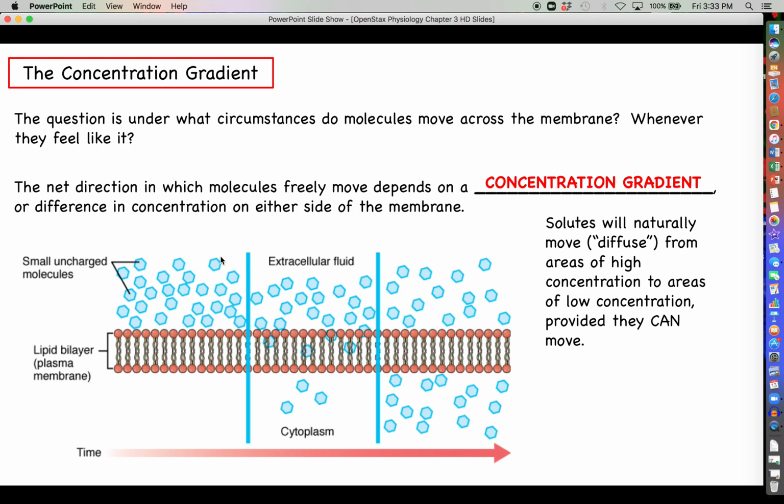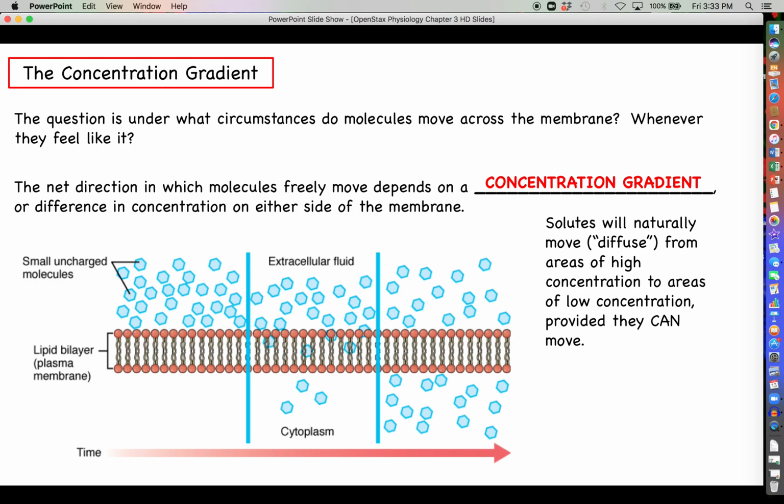The concentration gradient is essentially pulling these molecules from the area of high concentration down towards the area of low concentration. I'm going to say this several different ways throughout the semester: you can either say that these molecules are following their concentration gradient or they're going down their concentration gradient, kind of like you ride a bike downhill. Riding downhill is nice and easy. Molecules moving down their concentration gradient is nice and easy as well.